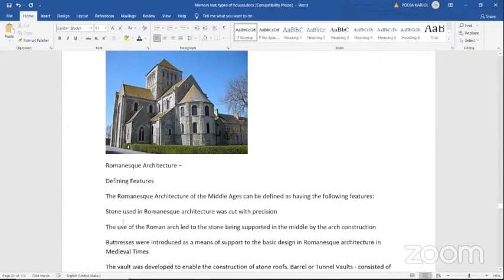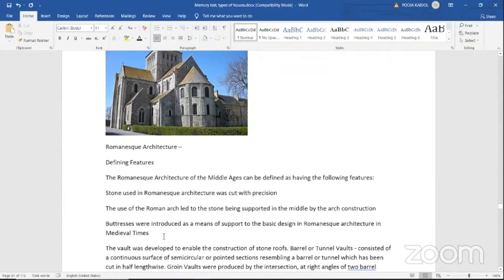Next, the use of Roman arch led to the stone being supported in the middle by the arch construction. The use of Roman arch, meaning the arch type, led to the stone being supported in the middle by the arch construction. In the middle, you can see this stone is being supported by the arch. Buttresses were introduced as a means of support to the basic design.